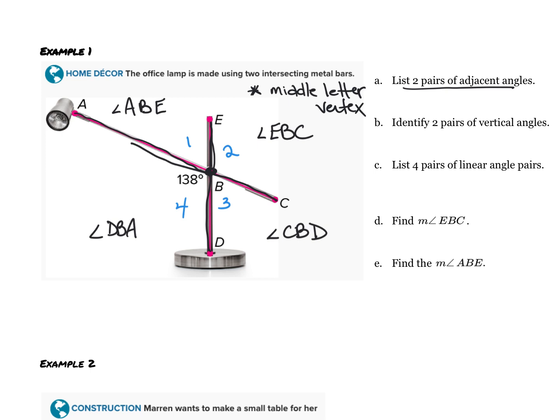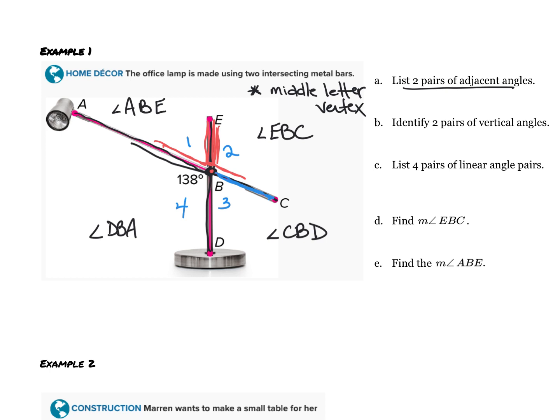Okay, so there are actually several combinations here. So we can say angle 1 and angle 2 are adjacent, okay? Because angle 1 and angle 2, they share this side EB, and of course they share the vertex B. But we could also say angle 2 and angle 3. They are adjacent because they share this side BC and our vertex B.